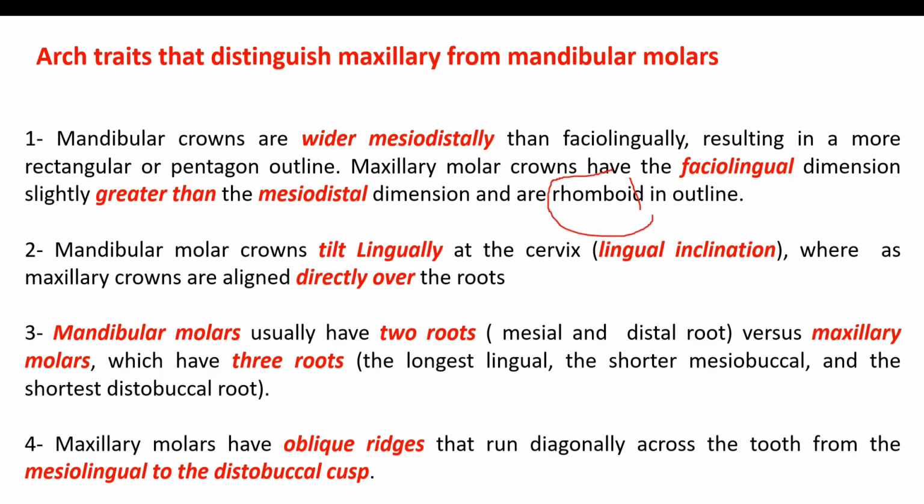Okay, and mandibular crown, if you remember, it tilts lingually, correct, at the cervical line, that is called lingual inclination, whereas maxillary crowns are aligned directly over the roots. Mandibular molars have 2 roots, mesial and distal, yes, whereas maxillary has 3 roots, palatal, mesiobuccal and distobuccal. Maxillary molars have oblique ridge, which is a very unique identifying feature, which runs from mesiolingual to the distobuccal cusp, which is not present in the mandibular molar.